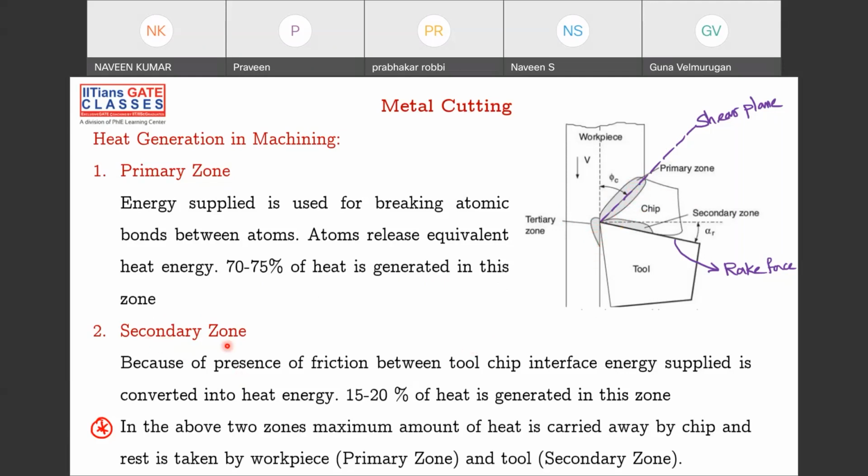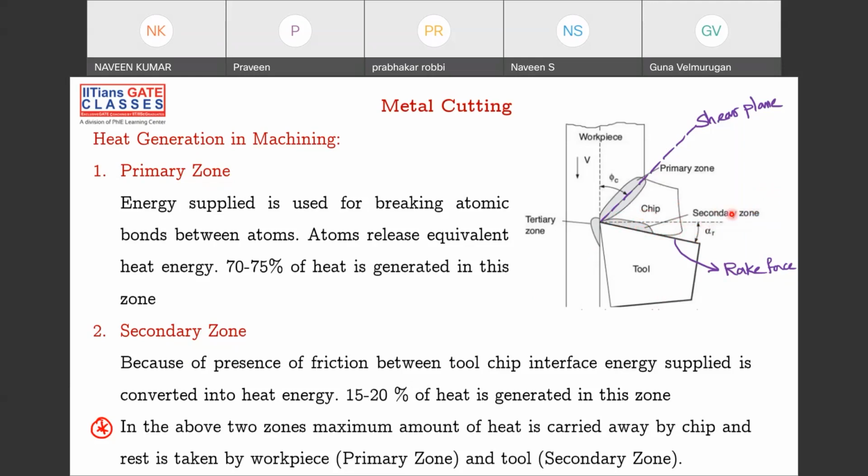Next, the secondary zone. What is the secondary zone? Here, what is this face? This is the rake face on the tool. And this is the back rake angle, alpha, right? And the chip is trying to flow on this area, it is trying to flow like this.